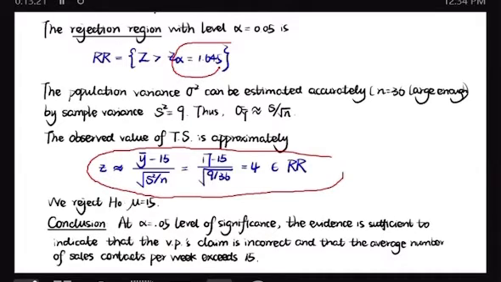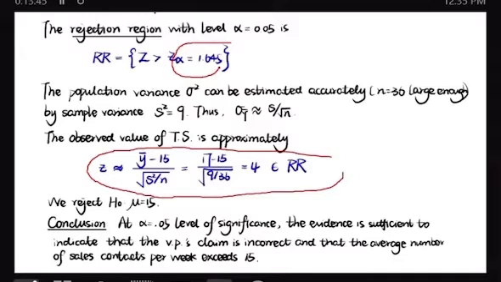Now we're going to compare the test statistic with the critical value to see whether it falls in the rejection region. Let me tell you, the rule for the test is that when the test statistic is greater, we should reject H naught. What is happening now? 4 is greater than 1.645. That was why we said we reject H naught.